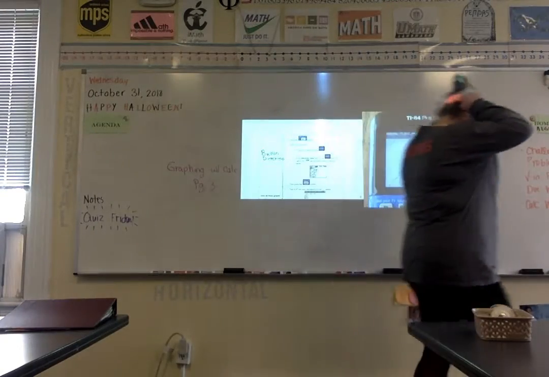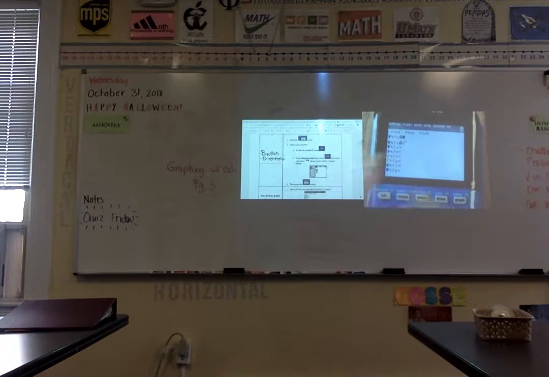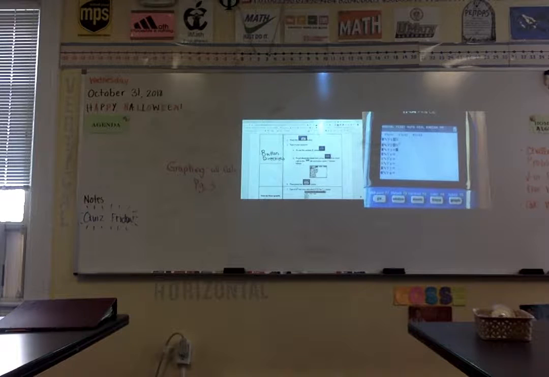Oh, it has the colors. Alright, click Y equals again. Scroll down to Y3. Have we got something like X minus 1? Not yet. Okay. What I want to do now is we're going to practice a square root function.